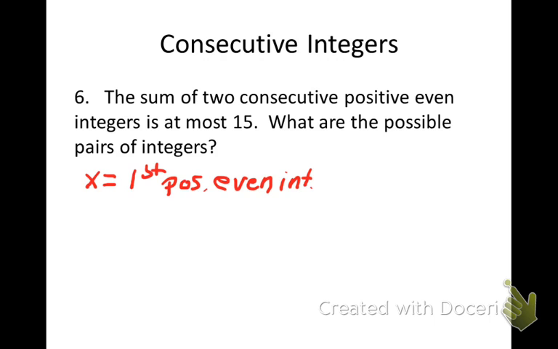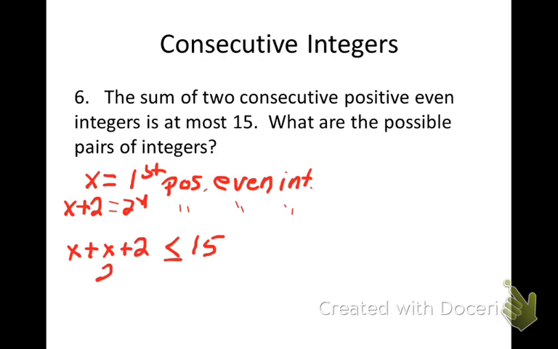Now I want to find two of them. Well, what's the next even integer after x? Well, even integers are 2 apart, so x plus 2 is going to be my second positive even integer. And I want to know the sum of these two is the most it can be is 15. So sum means I'm going to add, so x plus x plus 2. Well, if the most it can be is 15, it'd have to be less than or equal to 15. So we get 2x plus 2 is less than or equal to 15.